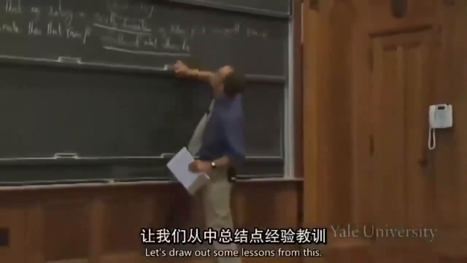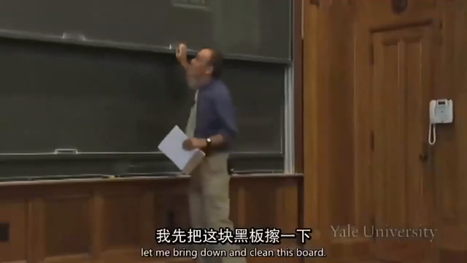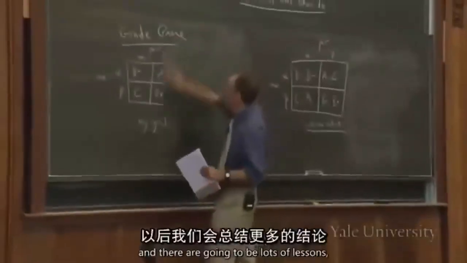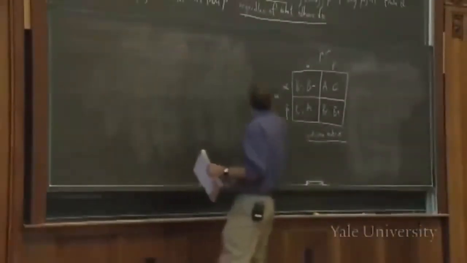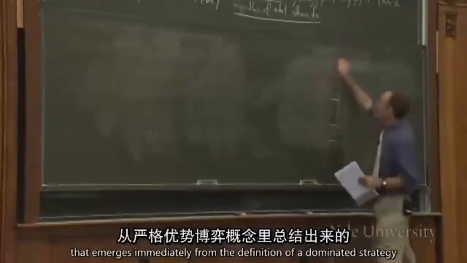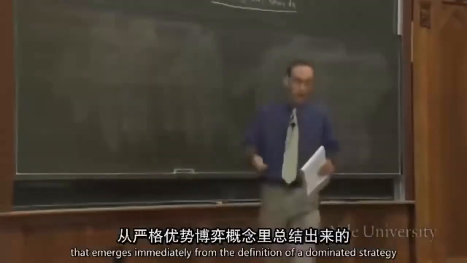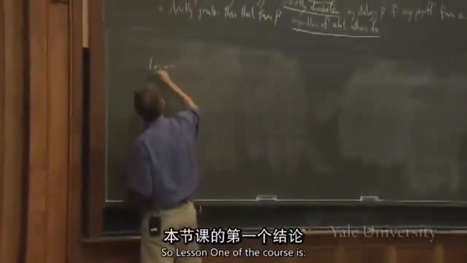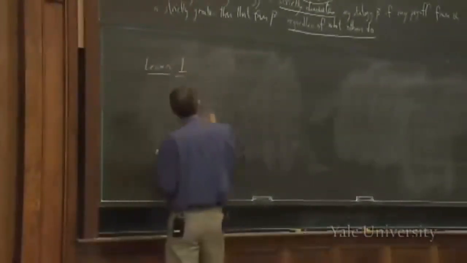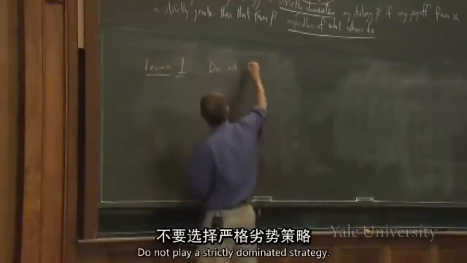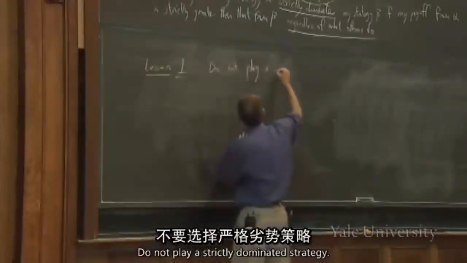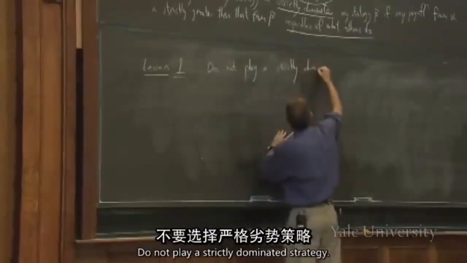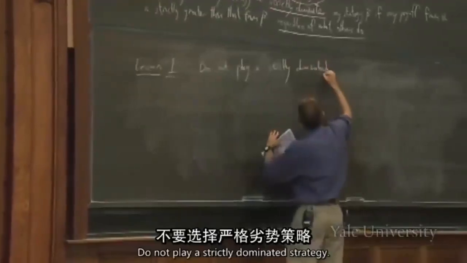Let's draw out some lessons from this, and actually, so you can still read that, let me bring down and clean this board. So the first lesson of the class, and there's going to be lots of lessons, is a lesson that emerges immediately from the definition of a dominated strategy, and it's this. Lesson 1 of the course is: do not play a strictly dominated strategy.